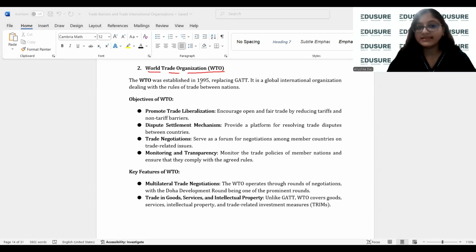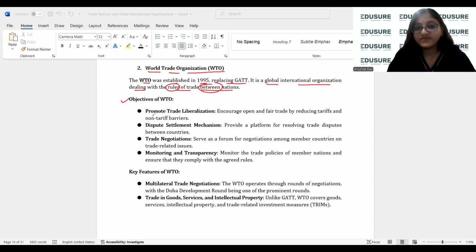WTO was established in the year 1995, replacing GATT. So GATT was replaced in 1995 and WTO was established. It is a global organization dealing with rules of trade between countries. GATT was just an agreement, but WTO is an organization. So it is a global international organization dealing with rules of trade between the countries, and it will generalize the different rules that have to be followed in the international trade framework.